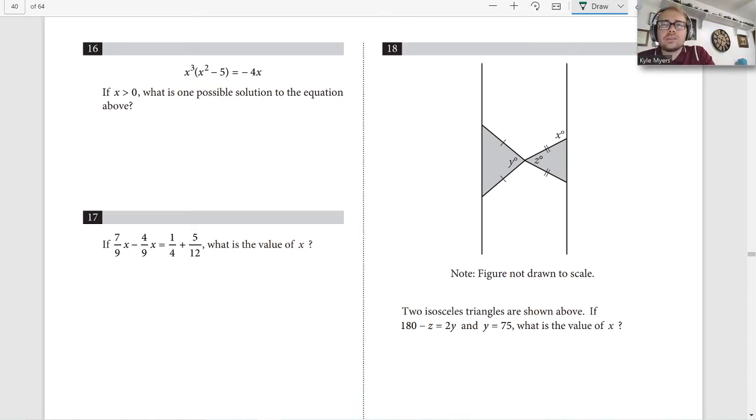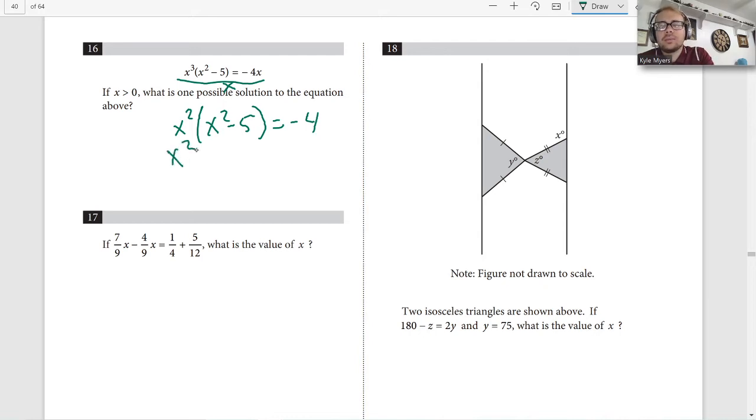All right, so anyways, number 16, x is greater than 0. What is one possible solution? Well, one possible solution here would actually be 0, because if x is 0, then the whole thing is 0. But x cannot be 0, so we have to figure something out here. Let's go ahead and divide everything by x, because x equaling 0 is one of the solutions, and I don't care about that solution. I only care about the rest of them.